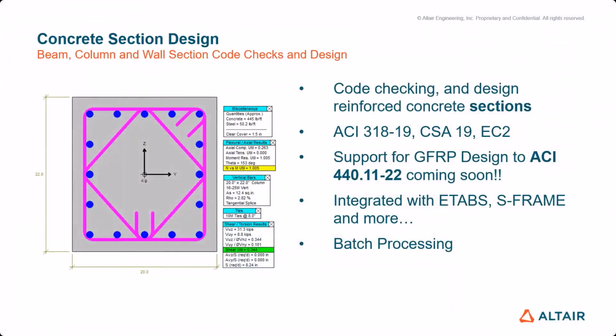And the last topic that I want to bring up on this webinar is concrete section design. Now, if you have used Altair's tools for concrete design, chances are you are aware of concrete as well. And this is the last tool that we're working on to implement the GFRP codes. So this is coming very soon. Essentially, what concrete allows you to do is perform both code checks and design for reinforced concrete sections, those being beams, walls, columns. It supports at the moment ACI 318-19 and older codes, CSA 19 and older codes, and the EC2 codes as well. As I mentioned, the ACI 440 11/2022 code is coming.